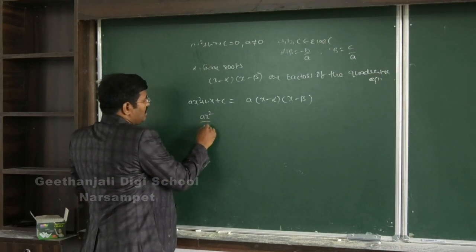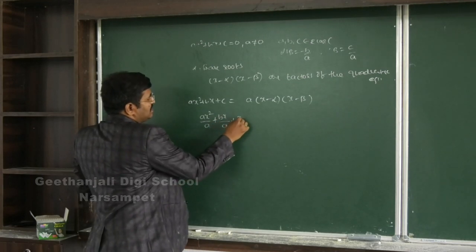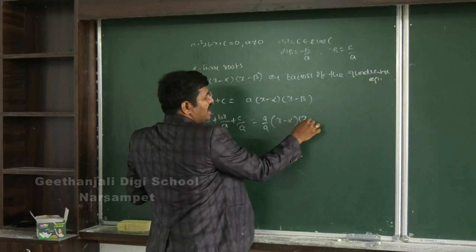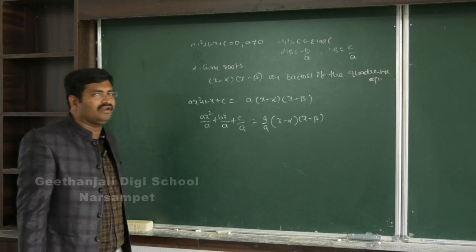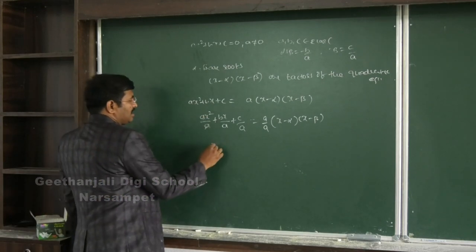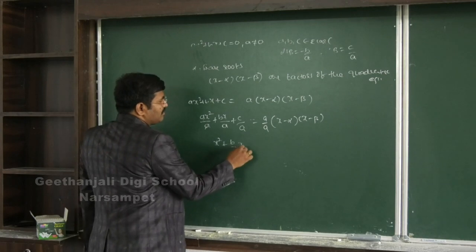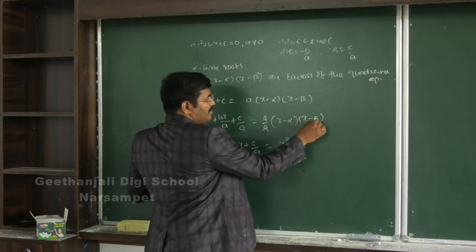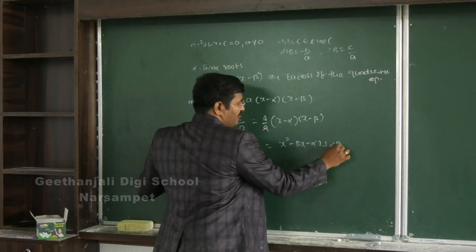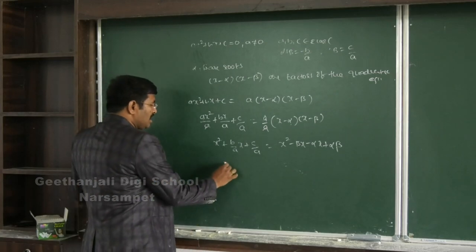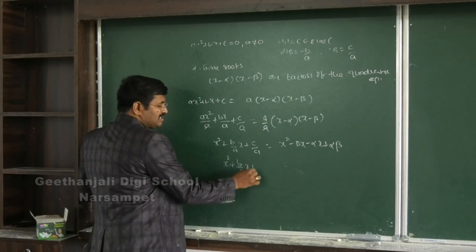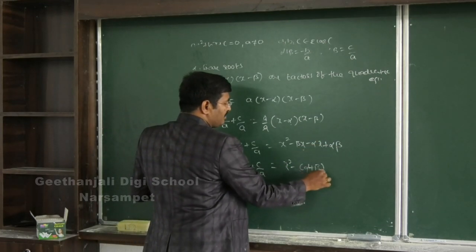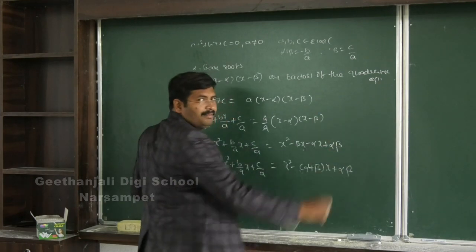Ax square by a plus bx by a plus c by a is equal to a by a into x minus alpha into x minus beta. A cancels, so x square plus b by a x plus c by a is equal to x square minus beta x minus alpha x plus alpha beta. Then x square plus b by a x plus c by a is equal to x square, now taking x common, minus of alpha plus beta times x plus alpha beta.